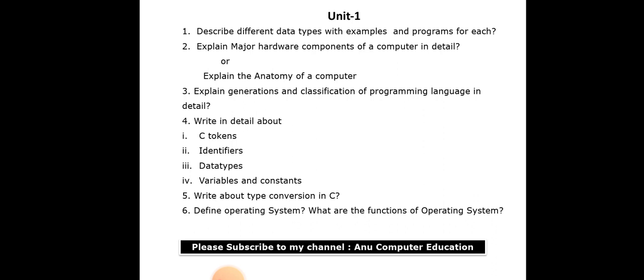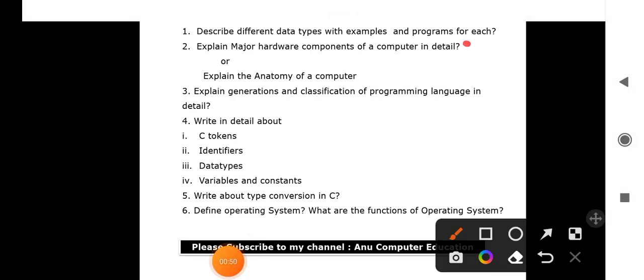So today I'm going to explain the first unit. The first question is: describe the data types with examples for each. First, write out the definition of data type. So what is the meaning of data type? Data types are nothing but the type of value which we can store in a variable, and that is known as data type.